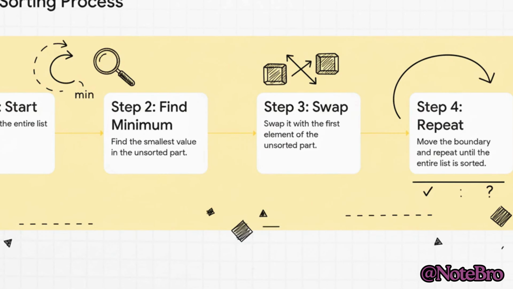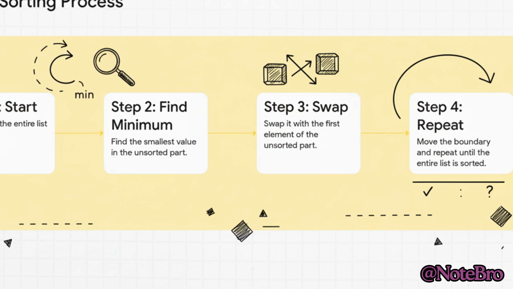We start with our list, 3, 6, 8, 4, 5. On the first pass, we look through the whole thing. The smallest number is 3. Well, hey, it's already in the first spot, so we don't have to do anything. The sorted part is now just 3. Cool. Now for pass 2, we ignore the 3 and look at the rest. 6, 8, 4, 5. The smallest in that bunch is 4, so we swap it with the first unsorted number, which is 6. The list is now 3, 4, 8, 6, 5.